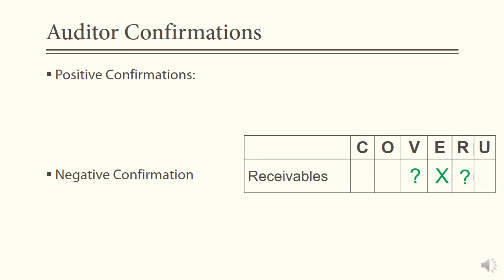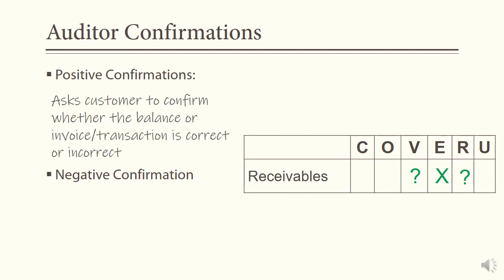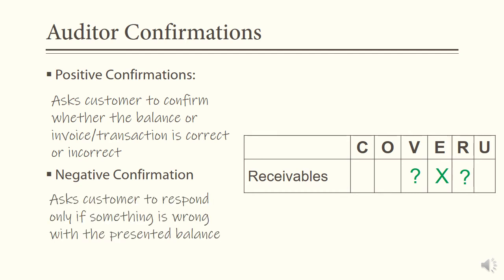So there's two different types of confirmations, positive confirmations and negative confirmations. A positive confirmation asks the customer to confirm whether the balance is correct or incorrect. These are more common. A negative confirmation asks the customer to respond only if something is wrong with the presented balance.